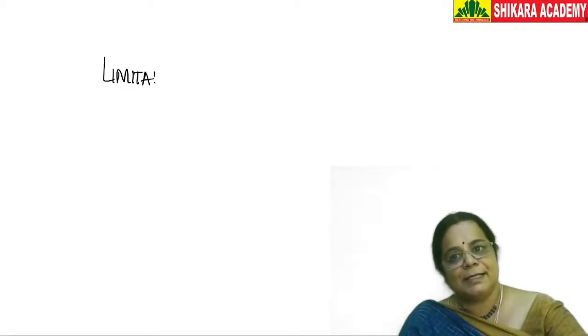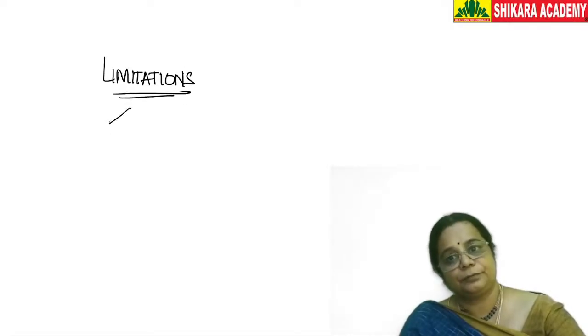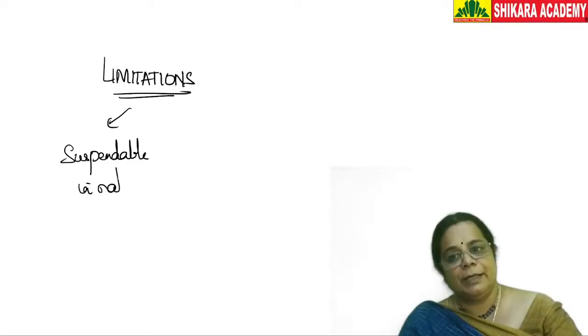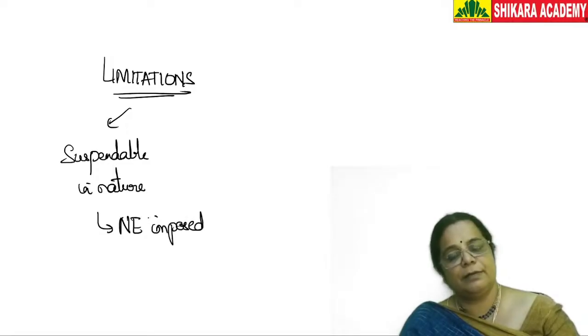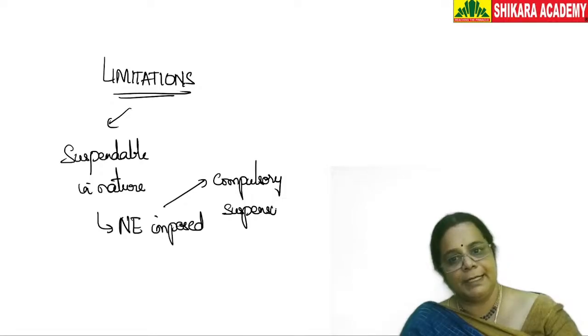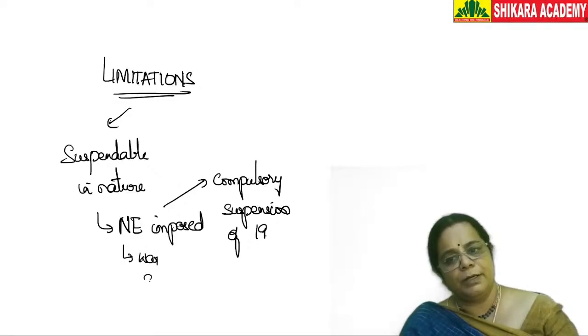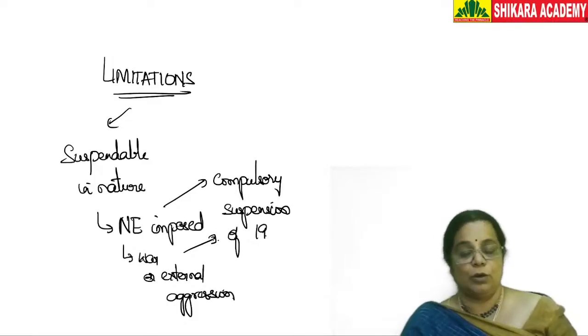Now moving forward, what are the limitations on fundamental rights? The first and the most important limitation is they are suspendable in nature, especially when national emergency is imposed under certain conditions. Compulsorily, only during national emergency, they will be suspended. Suspension of 19: once you impose national emergency on grounds of war or external aggression, automatically you don't need a separate order. 19 stands suspended, automatic suspension.